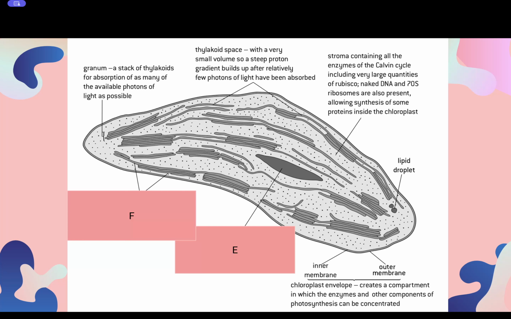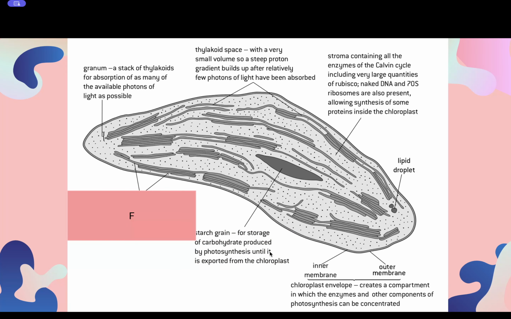So there's an envelope around the chloroplast which creates a compartment in which the enzymes can be concentrated. Obviously it's a double membraned organelle because of the endosymbiotic theory, and that means that it basically creates a fixed volume within which all the enzymes and all the components of photosynthesis are concentrated.